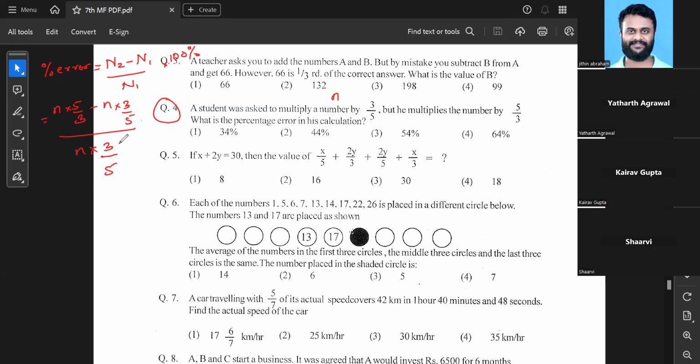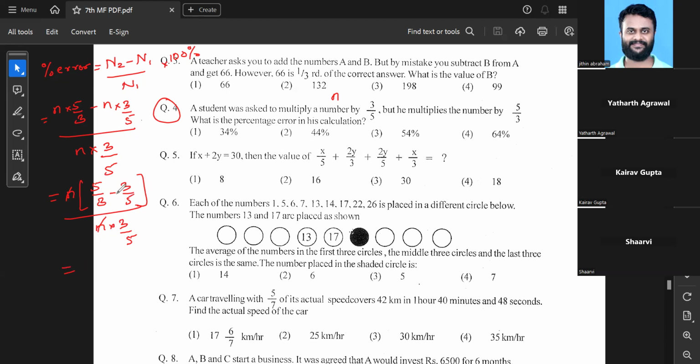So why did I say it doesn't matter what number you take? Because you can take n common and then cancel it. When I take n common, I'll be left with 5 by 3 minus 3 by 5, divided by n multiplied by 3 by 5, and the n is anyway going to vanish. So in your exam, you can directly start with this step. Don't even consider n. You can directly start as 5 by 3 minus 3 by 5 upon 3 by 5 multiplied by 100. You will directly get the answer.